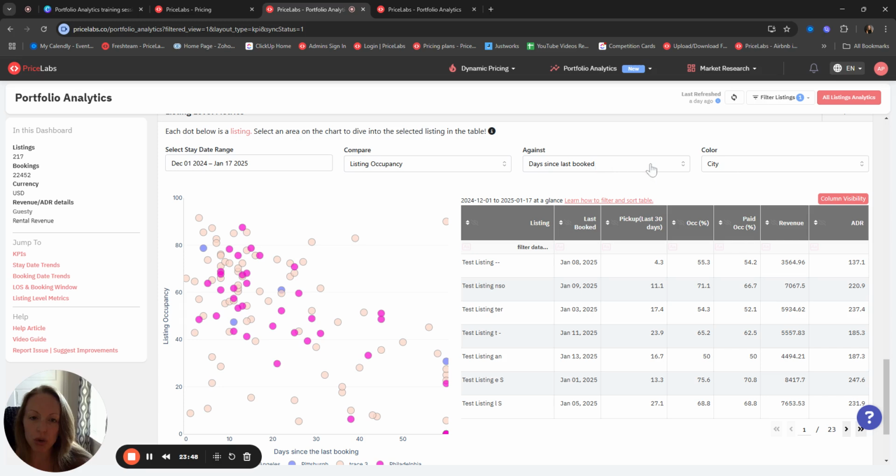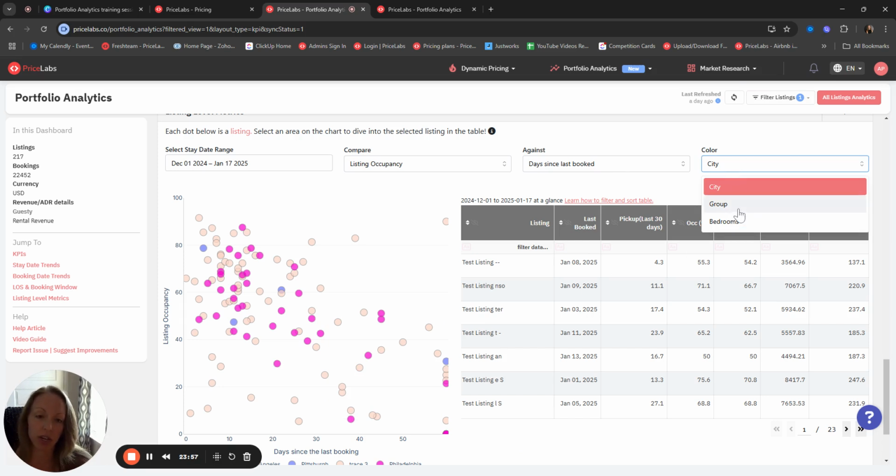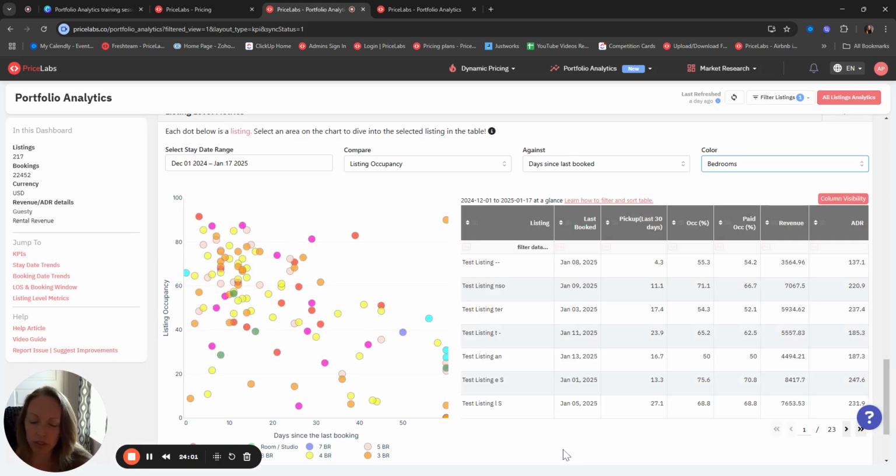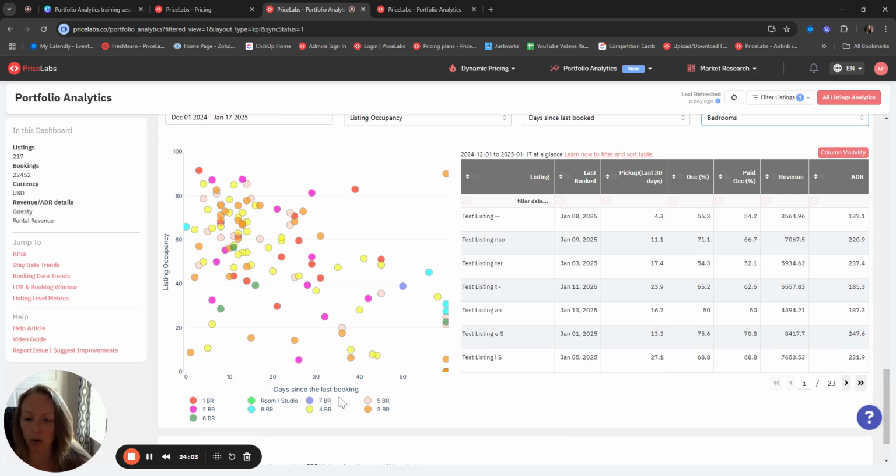Cool. The colors by default are showing you based on city, but maybe you're all in the same city, maybe doing things like group. I mentioned group, seeing how groups measure against one another, but also bedrooms. Bedrooms is another way to look at it too. Like how are my large properties doing compared to my small properties, and just giving you a general pulse on that.